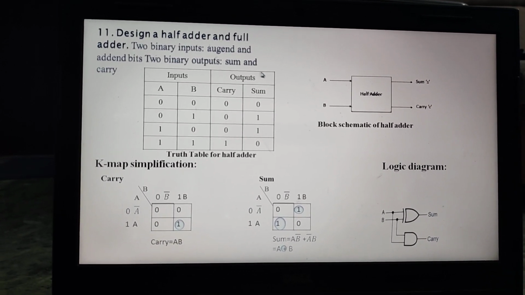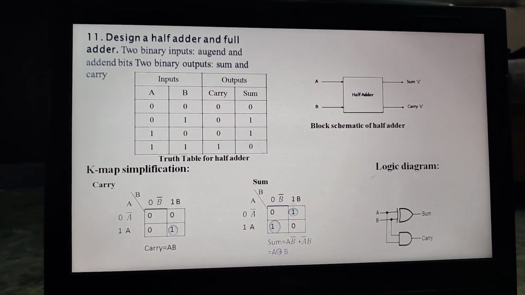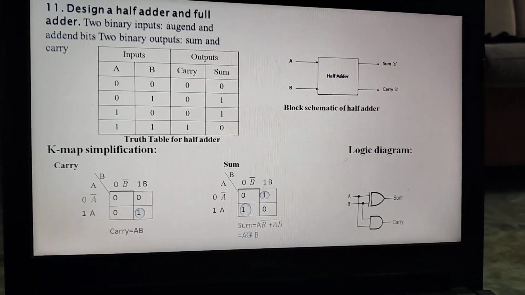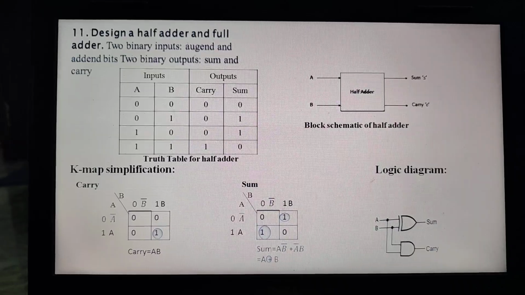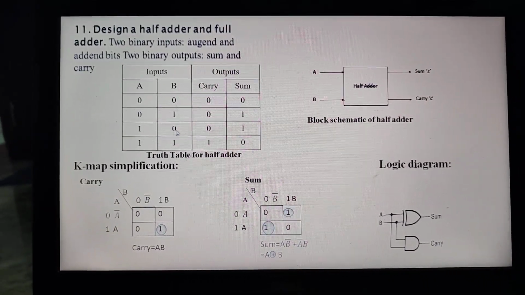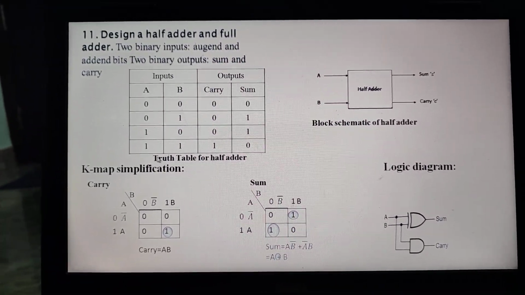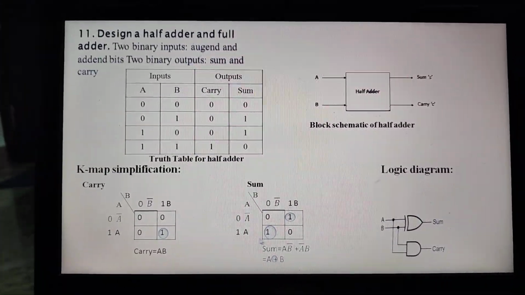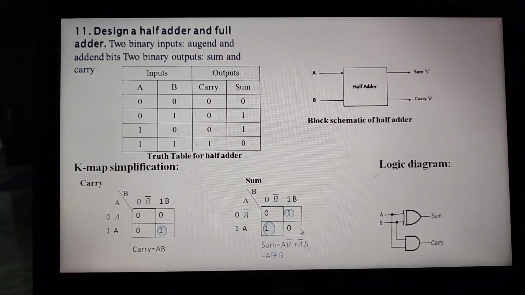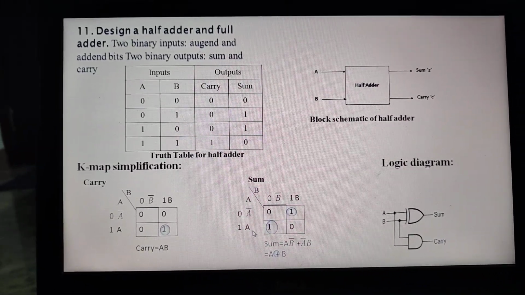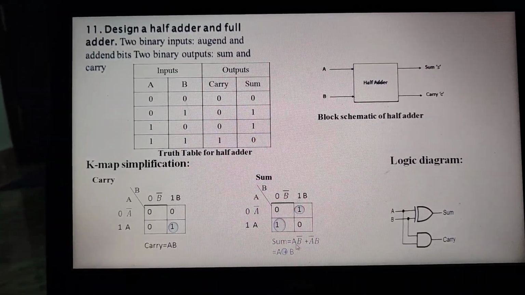Now we have to look at the truth table to see where the 1s are available. Where A is equal to 0 and B is equal to 1, the 1 is available, and where A is equal to 1 and B is equal to 0, the 1 is available. And in the remaining places I have specified 0. Now I am writing sum is equal to A bar B, that is A bar B, plus A B bar.